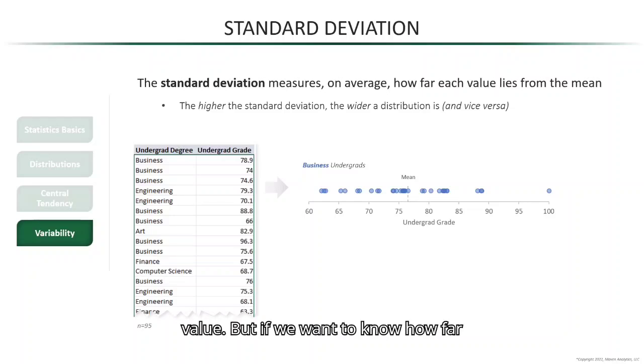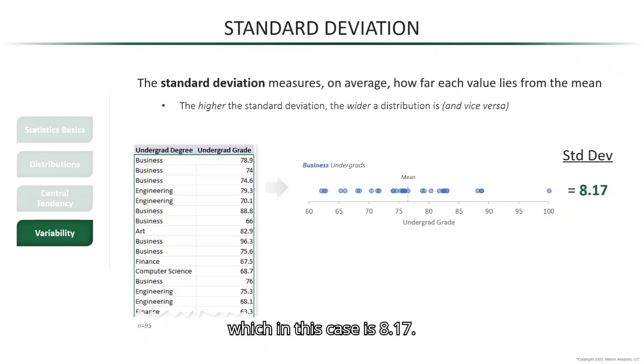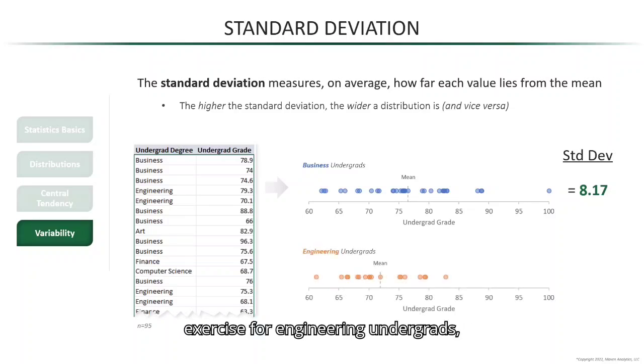But if we want to know how far away they are on average though, well then we calculate the standard deviation, which in this case is 8.17. So if we were to guess that the grade of a random business student is 76, which is the mean, then we're only going to be off by 8.17 on average. Now, if we go through the same exercise for engineering undergrads, you'll see right off the bat that the points are all closer to the mean, which is why we have a smaller standard deviation.